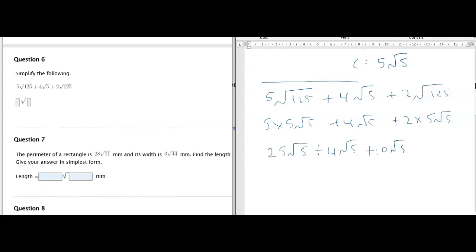And you can only add like surds. So these are all like surds because they've all got the same base, the square root of 5. So we're just going to add the number in front. So 25 plus 4 is 29, plus 10 is 39. So all up, we've got 39 lots of root 5.